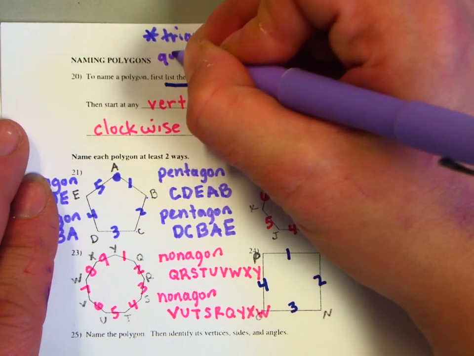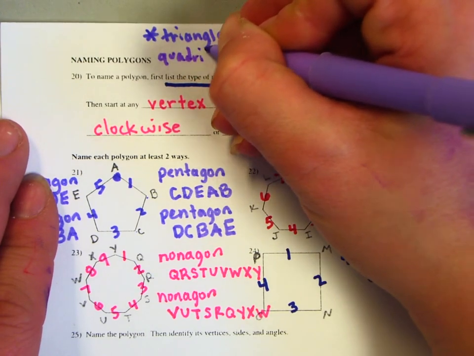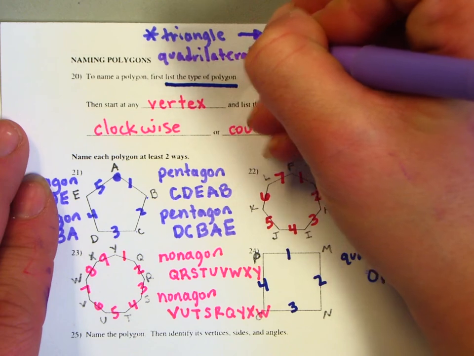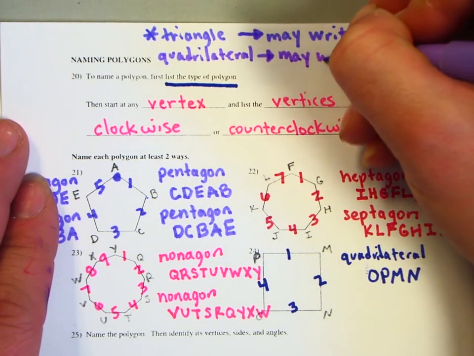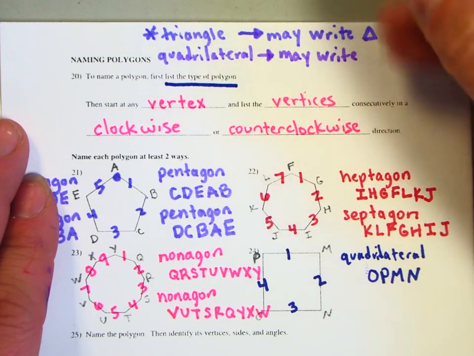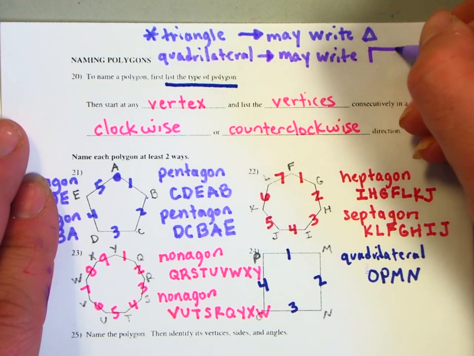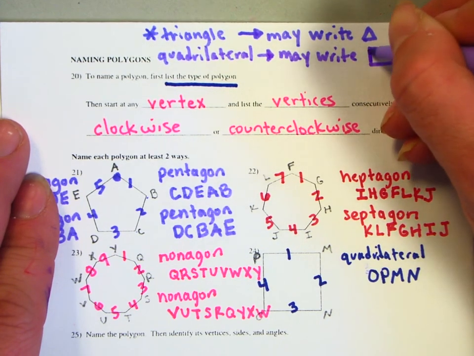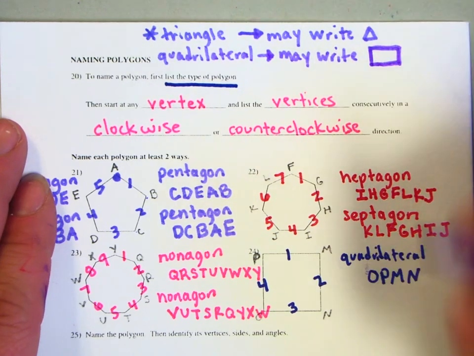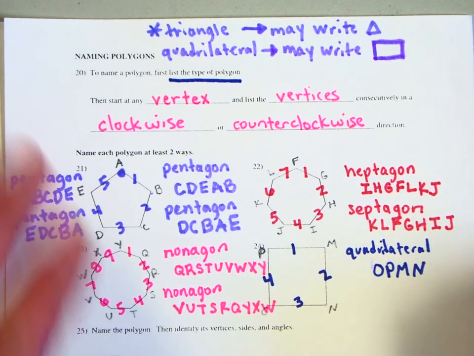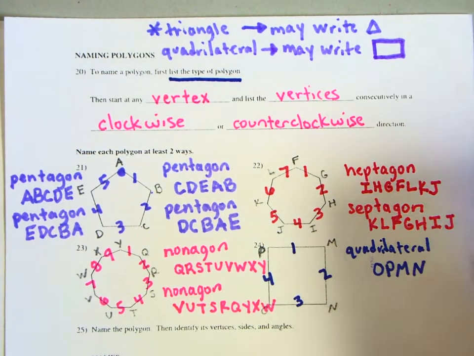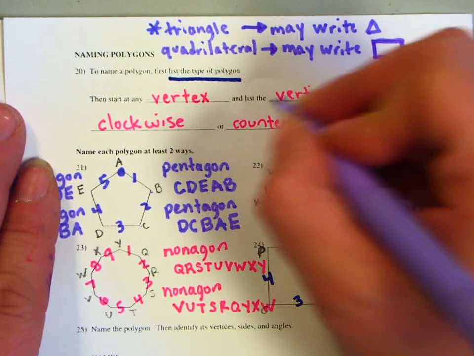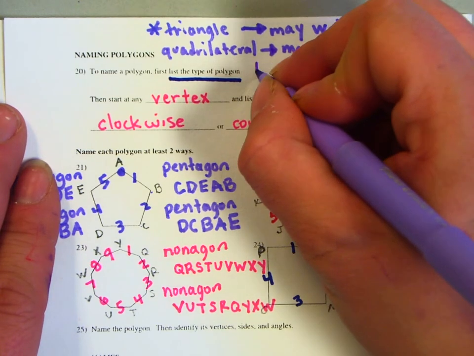For a quadrilateral, you may write a quadrilateral symbol. Now, you're not trying to identify the specific type of quadrilateral in the symbol. It's just a rectangle, just a generic quadrilateral for the symbol.